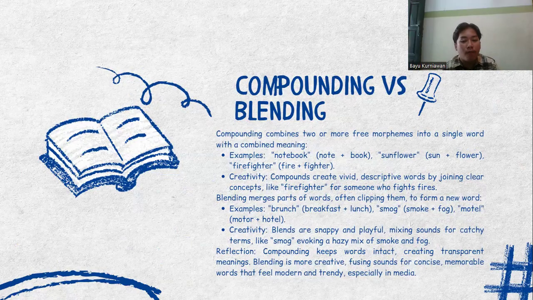Blending merges parts of words, often clipping them to form a new word. Example: brunch, breakfast plus lunch; smog, smoke plus fog; motel, motor plus hotel. The creativity is that blends are snappy and playful, mixing sounds for catchy terms like smog, evoking a hazy mix of smoke and fog. Reflections: compounding keeps words intact, creating transparent meanings, while blending is more attractive, sounding concise and memorable, feeling modern and trendy, especially in media.